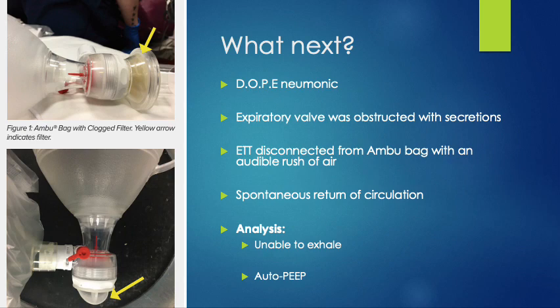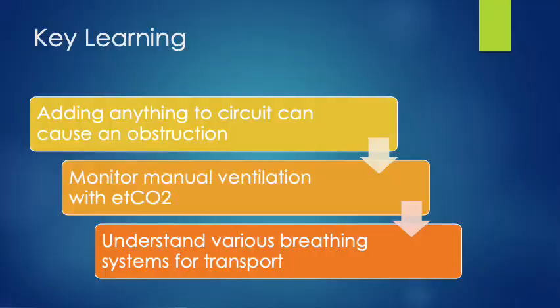So in the analysis, what happened here? The patient was unable to exhale, causing auto-PEEP, which caused her hemodynamic collapse. Keep in mind, if you're going to add anything to a circuit, it can cause an obstruction or increase resistance. You want to monitor ventilation with end-tidal CO2 during transportation. They certainly would have been able to see that the patient wasn't exhaling fully if they were measuring carbon dioxide. And then you need to understand various breathing systems for transport.